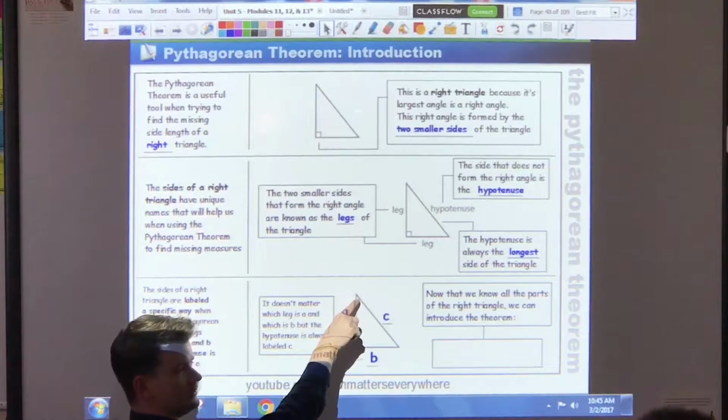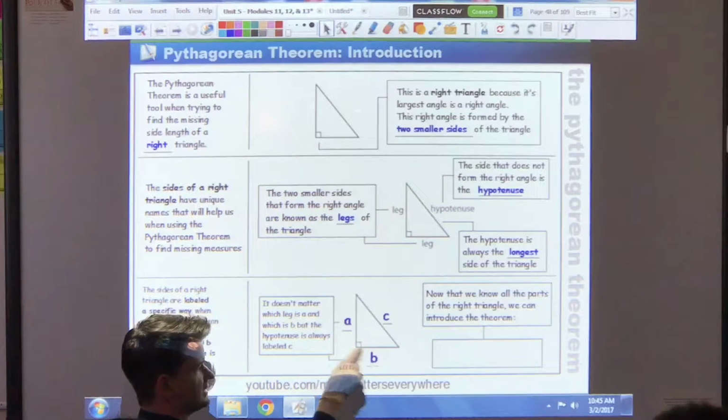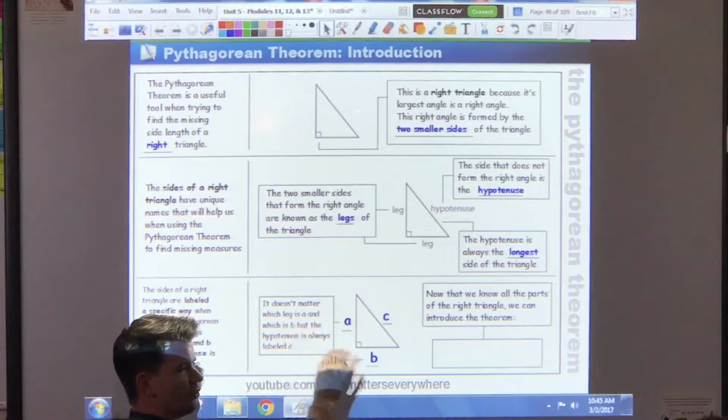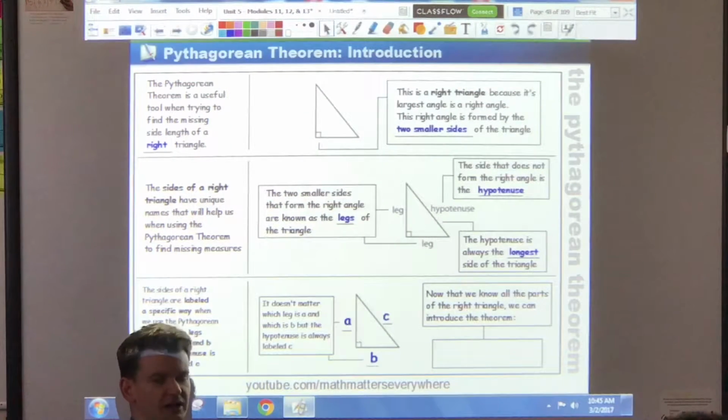Do you see a right angle up here? No. Do you see one down here? No. No. That's your hypotenuse. The two sides that form the right angle are your legs. You have got to get that to stick in your head. If you don't, you're going to get a lot of these wrong because of simple mistakes.